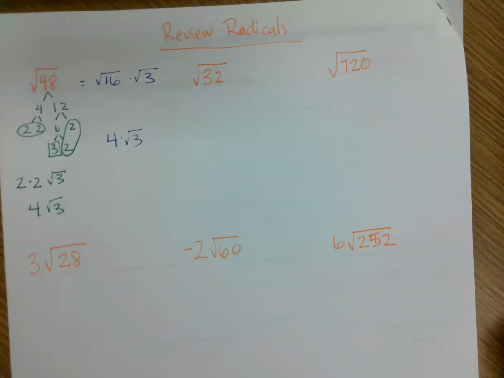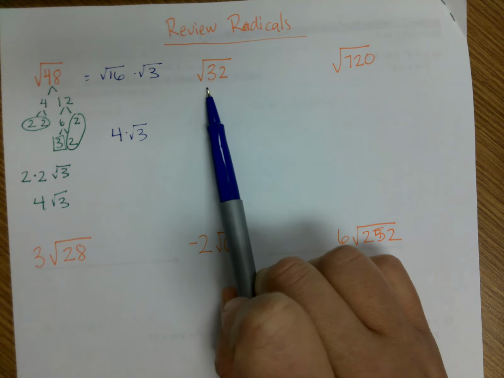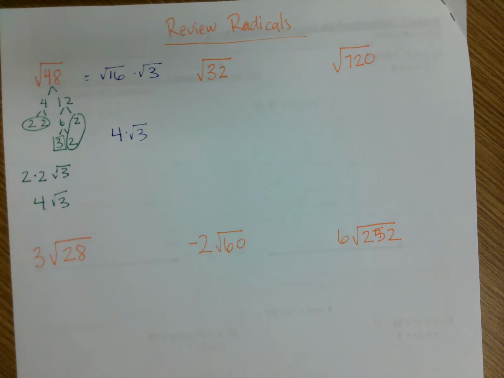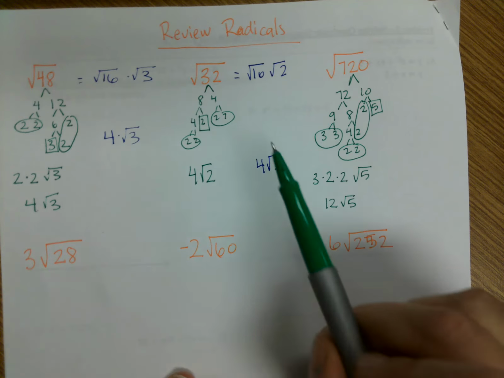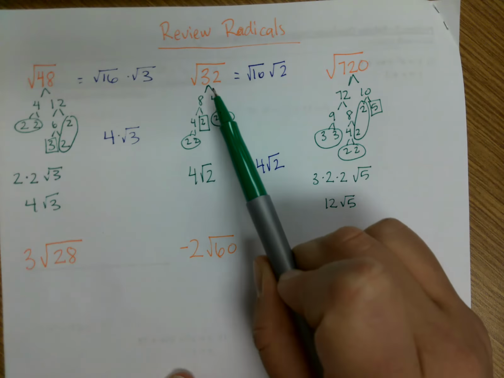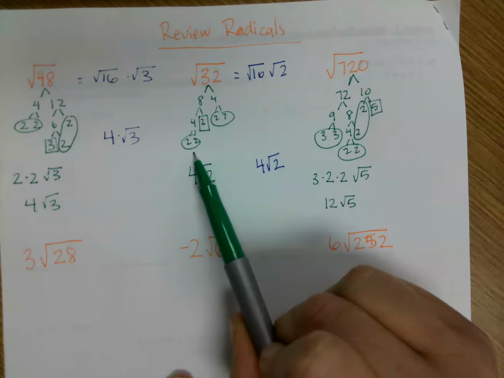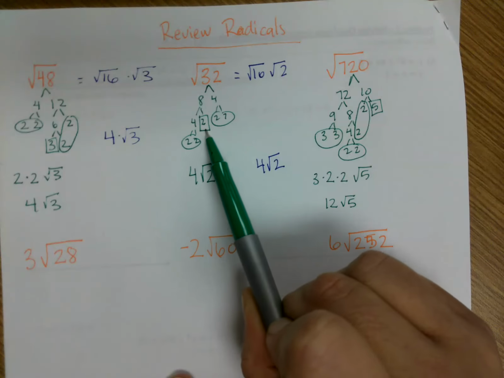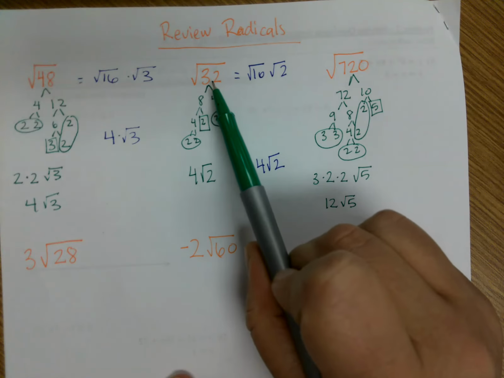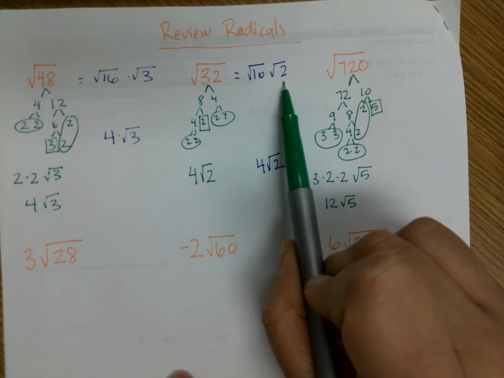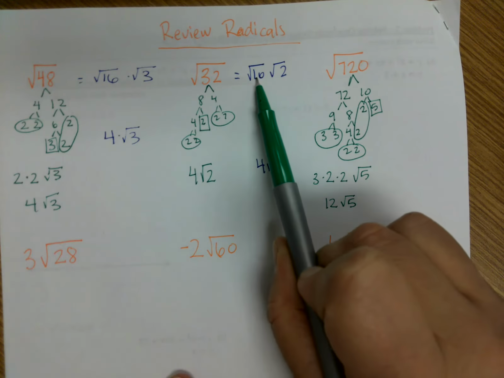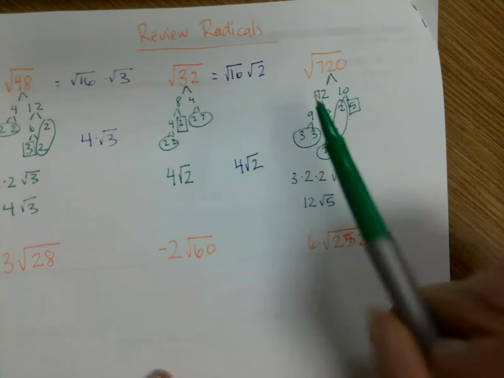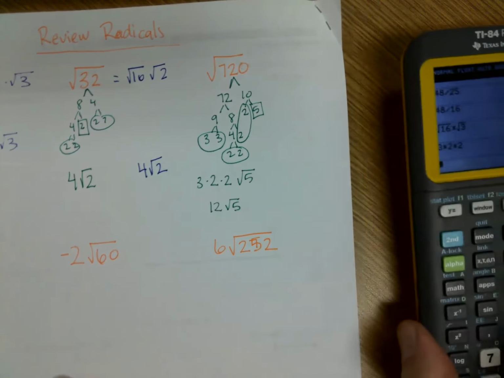So right now, I want you to pause the video and try C or B and C, even though I didn't label it. For the second one, if you would have done the factor tree, you have a pair of 2's and another pair of 2's. That's where this 4 comes from. And then I have a 2 left over. Or 32 divided by 16, that's a perfect square, is 16 times 2. The square root of 16 is 4. Here for 720, I get 12 square root of 5.